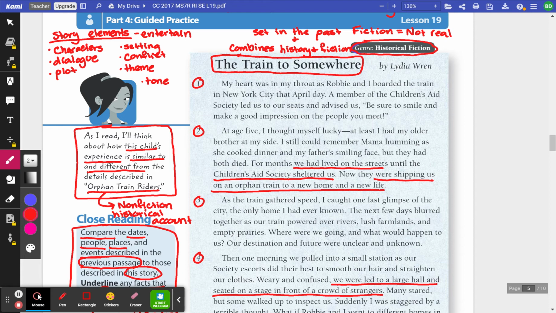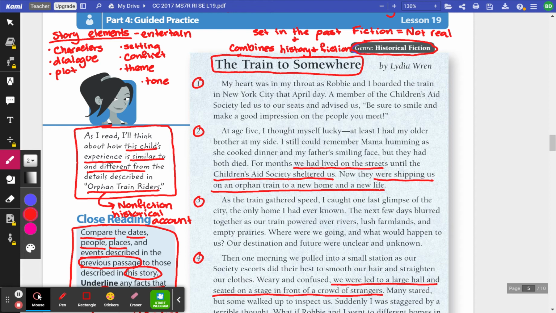So the first thing I underlined in paragraph 2 is the part of the sentence that says, "we had lived on the streets." I know that this is a detail that can also be found in the historical account that we've already looked at. In the historical account, in that first paragraph, it says that the streets of New York City were filled with 30,000 poor and hungry children. So they were orphans. They were living on the street. They were poor. They were hungry. They had no shelter. So I know that this is a historically accurate detail that can be found in both passages, so I underlined it.